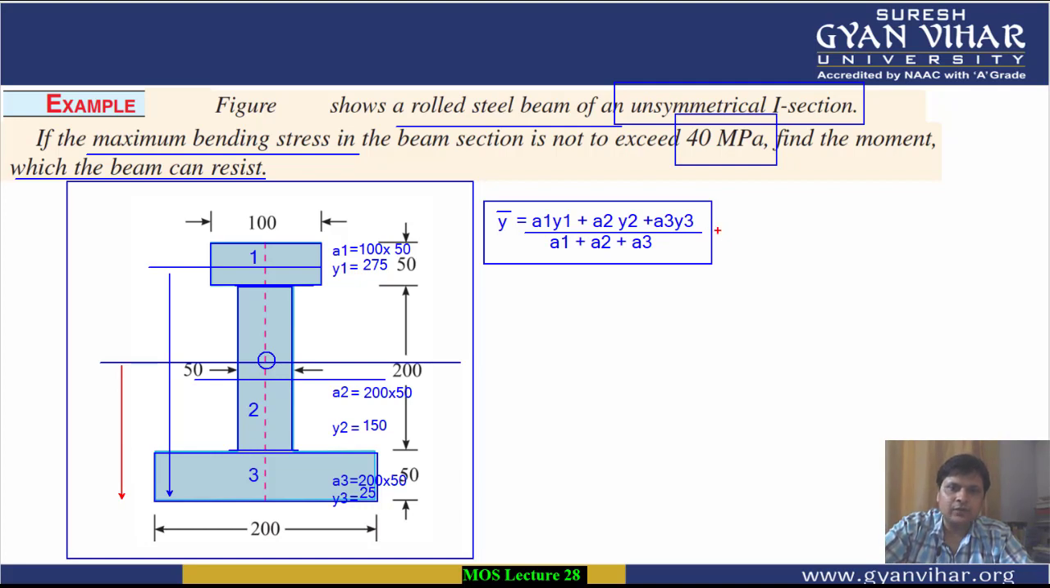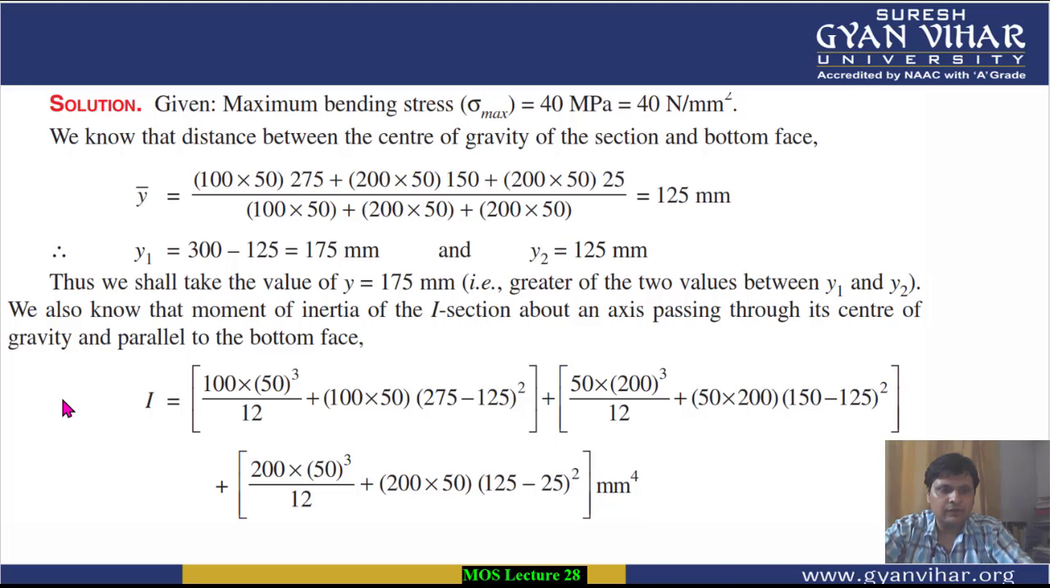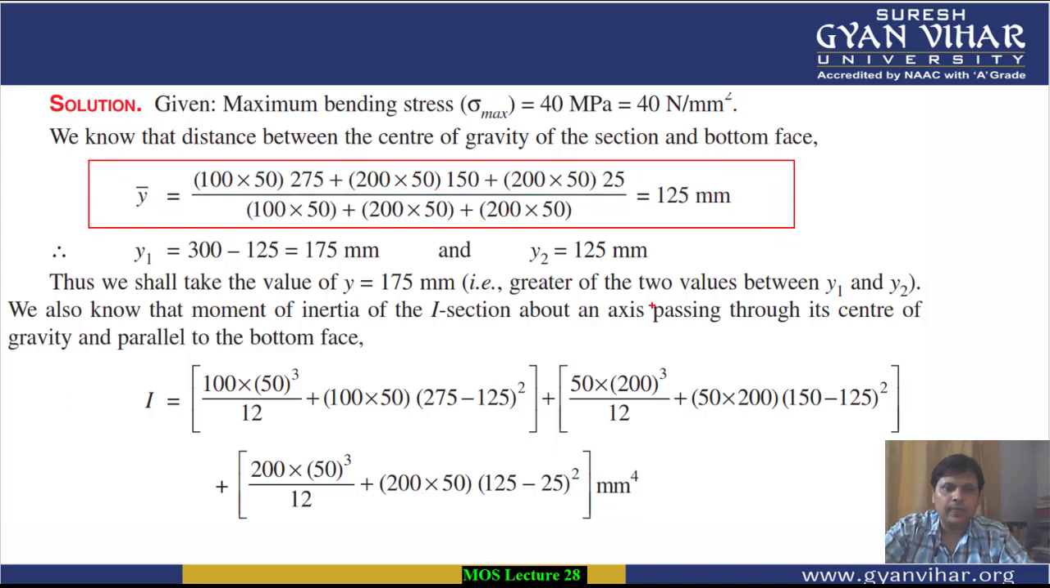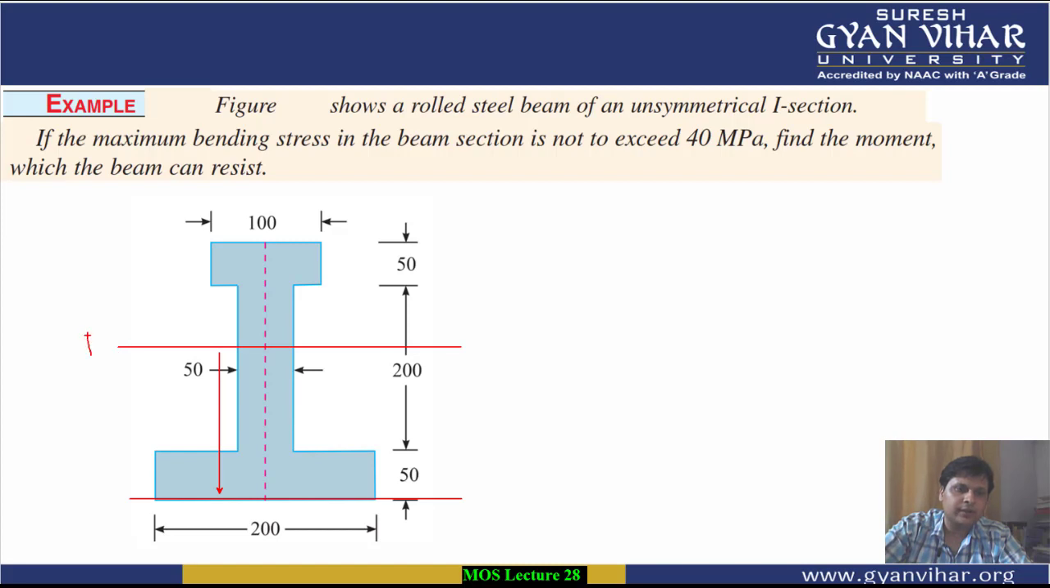So how much is this distance? If you calculate by putting in all the values which we have seen, of A1 Y1, A2 Y2 and A3 Y3, the value of Y bar which we are getting is equal to 125. Now 125 means it is the distance from the bottom of this figure to the center of gravity, means from the neutral axis. This you have calculated by Y bar.